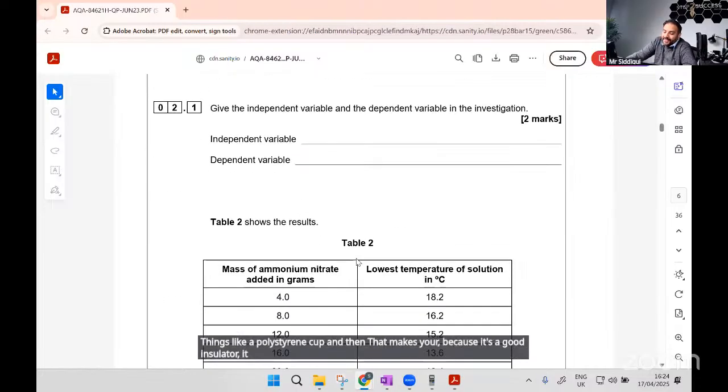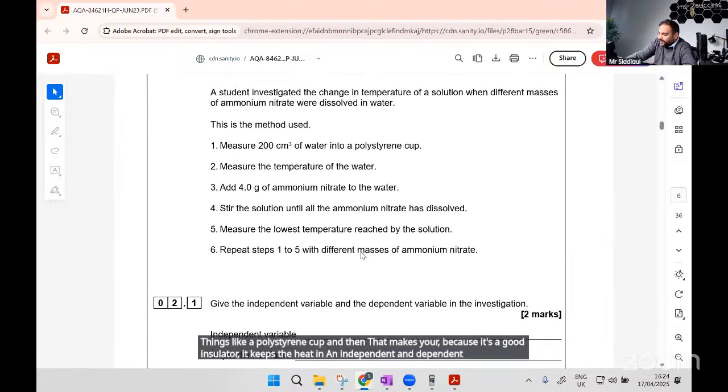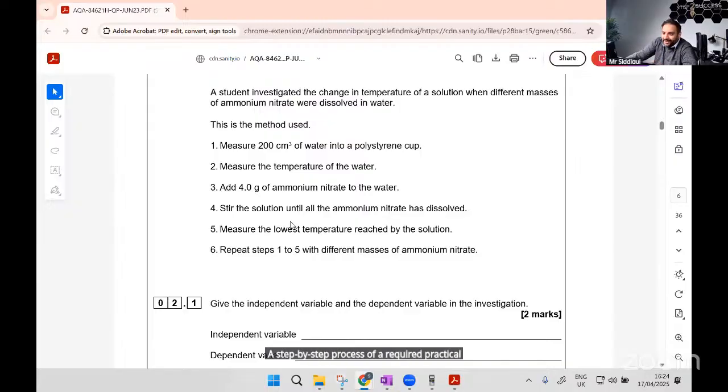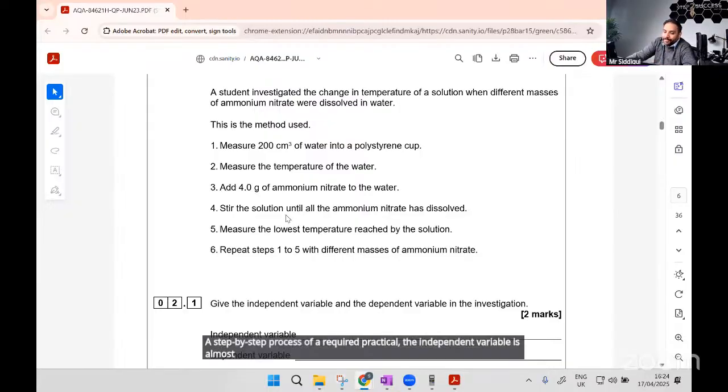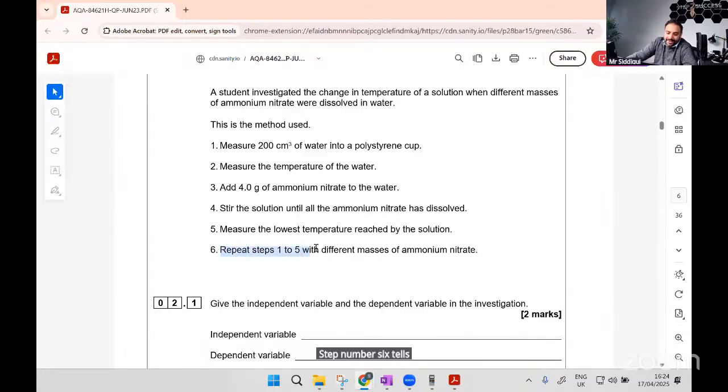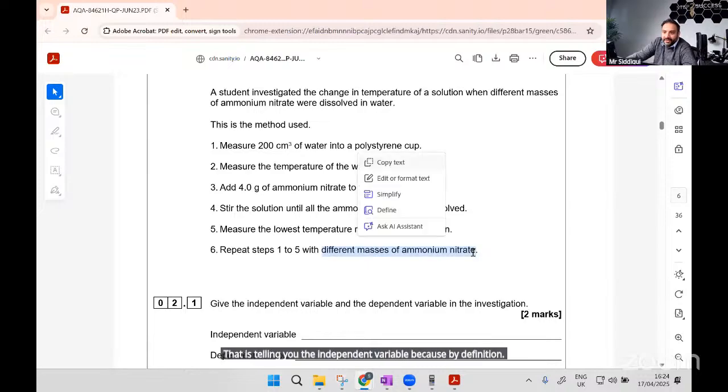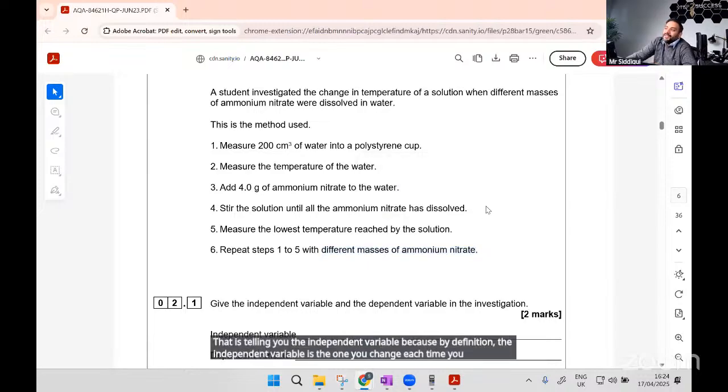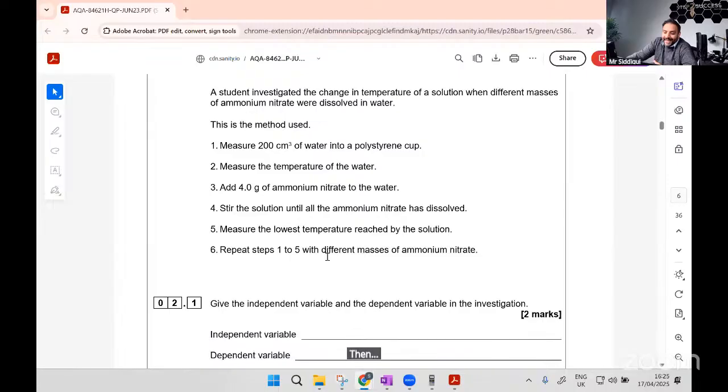For the independent and dependent variable, I'll give you a little tip. When you get a step-by-step process of a required practical, the independent variable is almost always in the last step. Step number 6 tells you to repeat with different masses of ammonium nitrate. That is telling you the independent variable, because by definition, the independent variable is the one you change each time you do the experiment. This applies to all three sciences, really. When you get a step-by-step process, the independent variable is in the step at the very end.